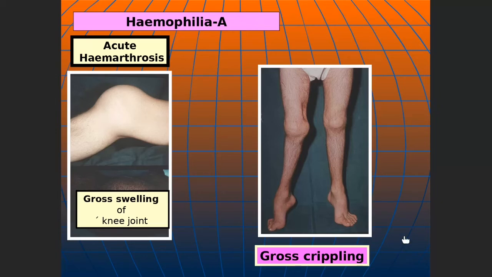Let us move to the next slide. This is hemarthrosis, bleeding in the joint, resulting in swelling, redness, and pain in the joint. And this is chronic bleeding into joints, resulting in joint fibrosis and joint deformities.